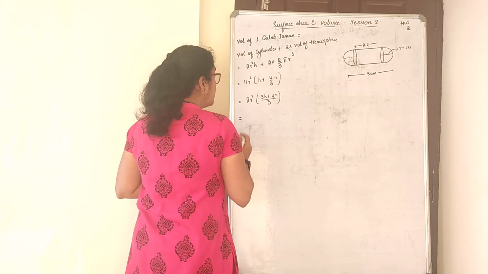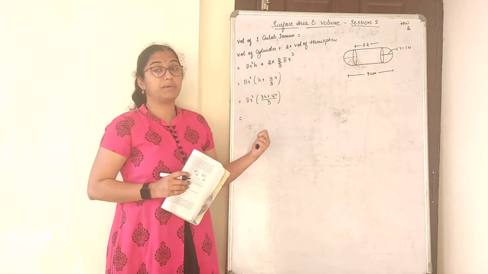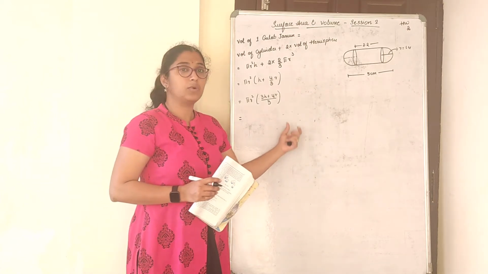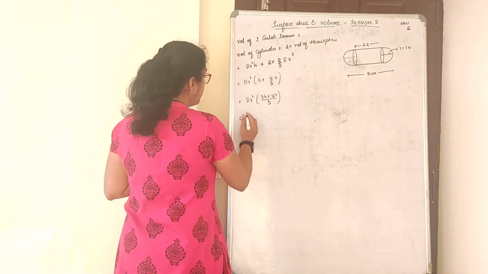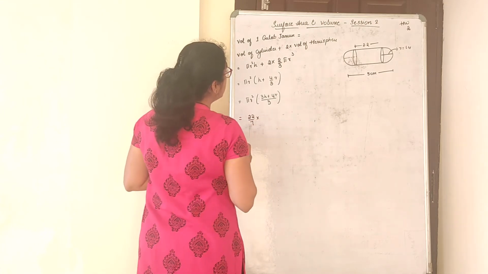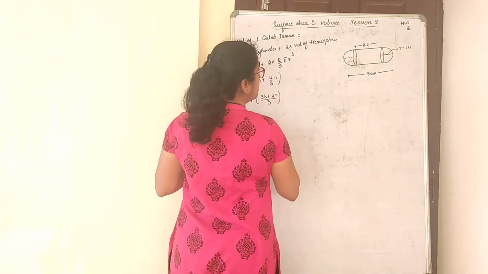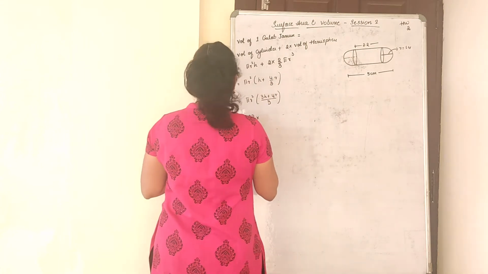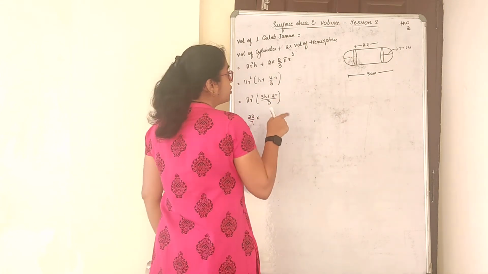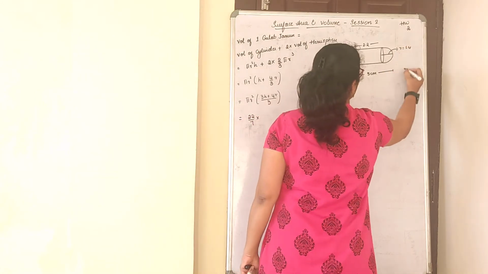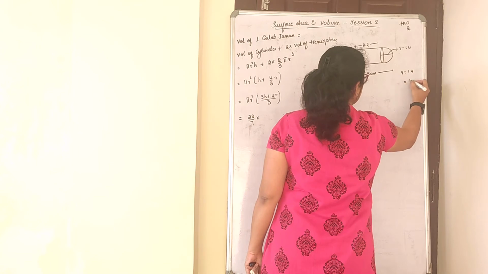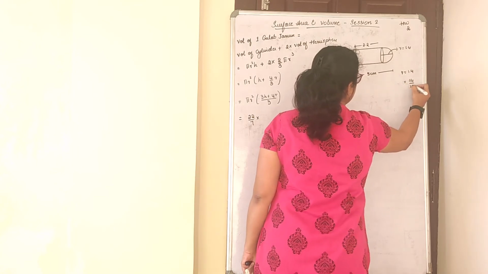Now substitute. In this particular sum we have to be very careful in calculation. You just can't finally multiply. You will see as I proceed with this sum. 22 by 7 into r. r is how much? 1.4. Now instead of 1.4, can I write this as 14 by 10?